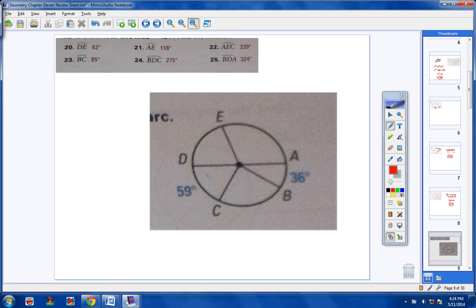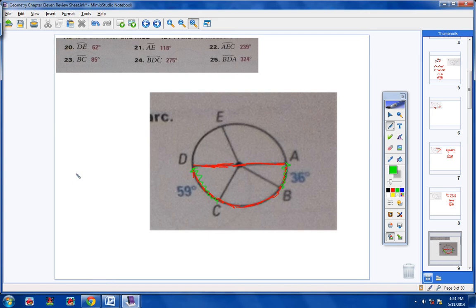Right here, in the directions, they tell us that AD is a diameter. So I know this is a diameter right here. If you'll look in the directions, you'll see that, okay? Now, if that's a diameter, then you know this arc right here has to be half of a circle, which is 180 degrees. So I know if I take arc DC, which is 59, and arc AB, which is 36, if I add those together, I'm going to get 95 degrees.